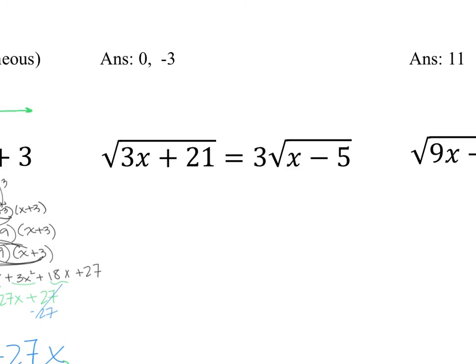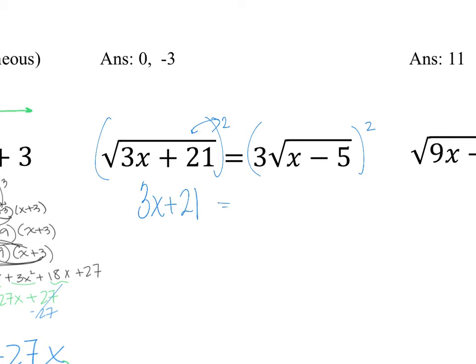All right, this next one, we have 2 radicals. Well, that's okay. What we'll want to do is just square both sides, because look what happens. If we square the left side and square the whole right side, it will undo that radical. So we'll have 3x plus 21.